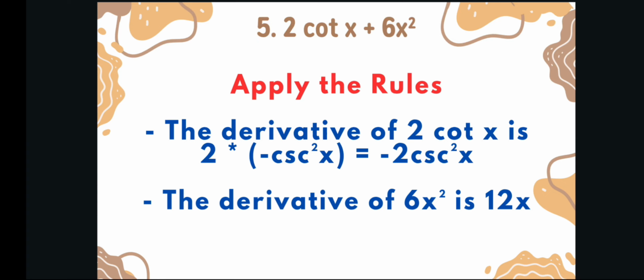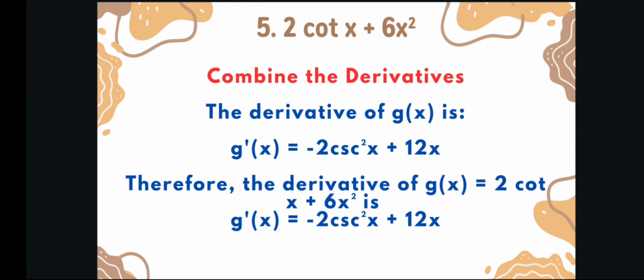The derivative of 2 cotangent x is 2 times negative cosecant squared x, which is negative 2 cosecant squared x. For the 6x squared, the derivative of 6x squared is 12x. So now let's combine the derivatives.